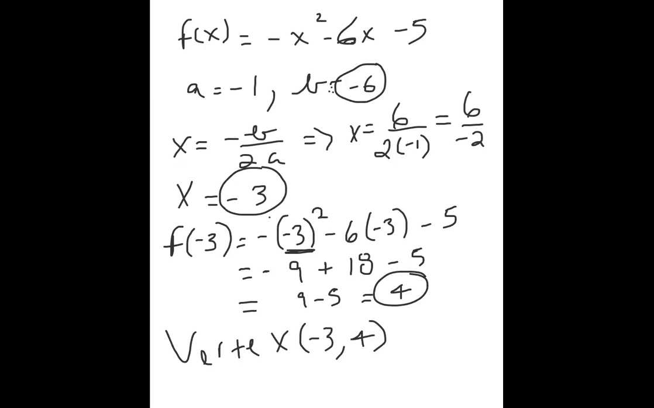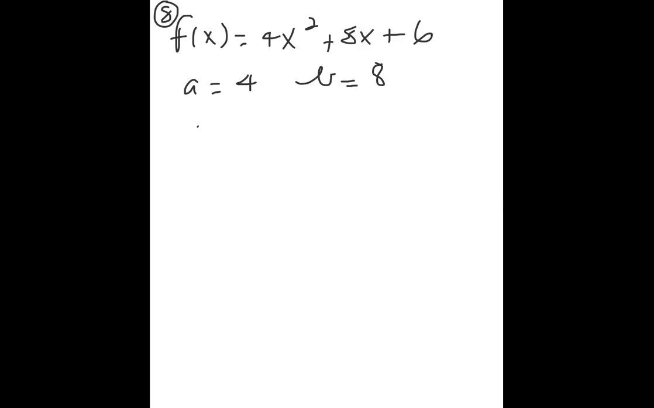Remember, guys, when you're graphing these parabolas, you must find the vertex. Vertex is the turning point. It's the most important point on the graph of a quadratic. It's the critical point. All right. So this one, a is 4. Oh, by the way, this is number 8. b is 8.